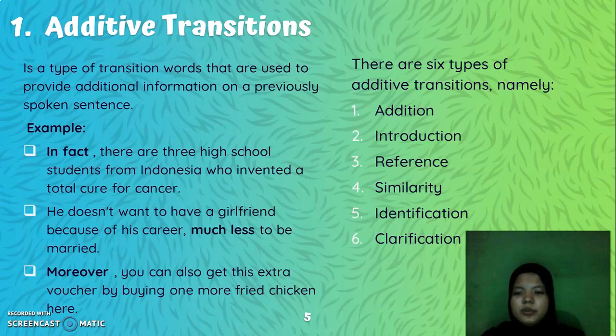Example. First, in fact, there are 3 high school students from Indonesia who invented a total cure for cancer. 2. He doesn't want to have a girlfriend because of his career, much less to be married. 3. Moreover, you can also get this extra voucher by buying one more fried chicken here.